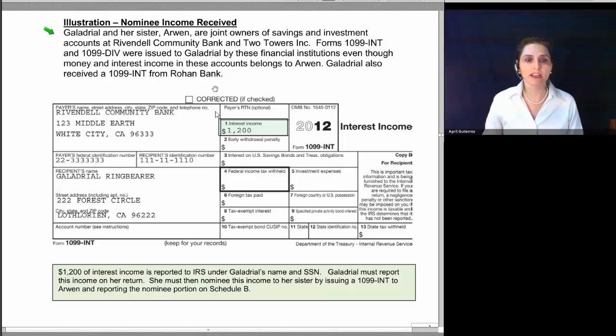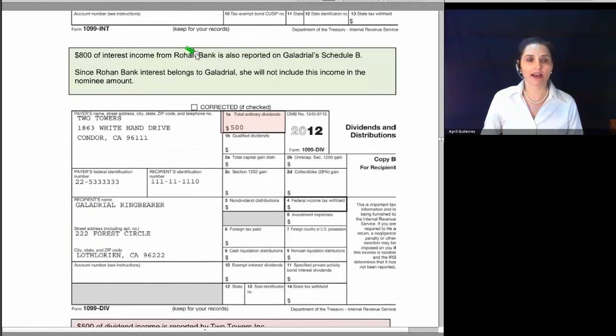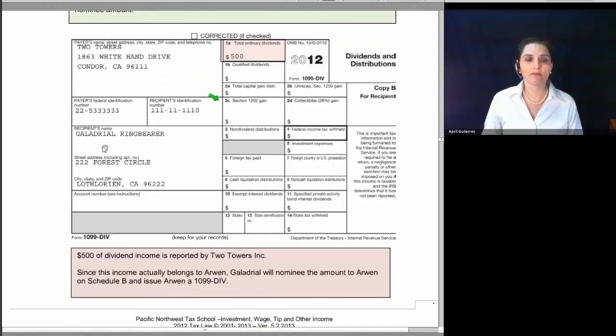Well, we have Galadriel receiving a 1099 INT from Rivendell Bank for $1,200, except the money really belongs to Arwen. And then on the next page, we have another 1099 INT from Rohan Bank, but this really is Galadriel's money. And then we also have a 1099 DIV from Two Towers, showing $500 of ordinary dividend income, but the Two Towers dividends really belong to Arwen, even though they've been issued in the name and the Social Security number of Galadriel. So what can Galadriel do about that? Well, she can do a couple of things.